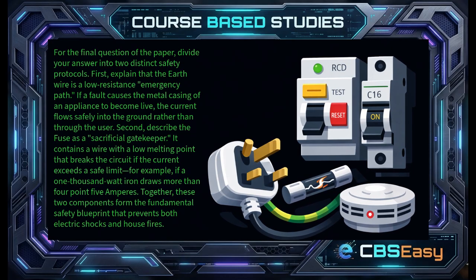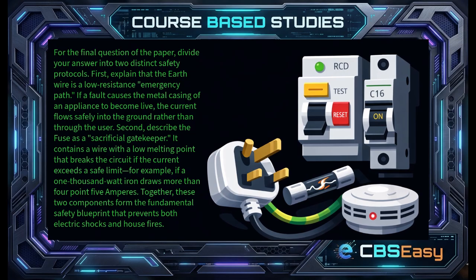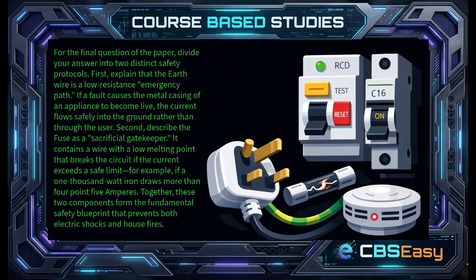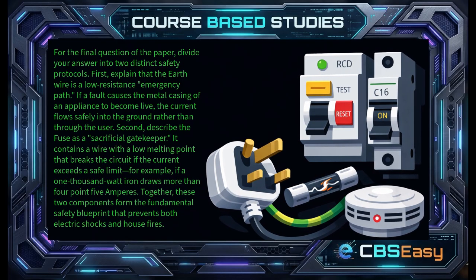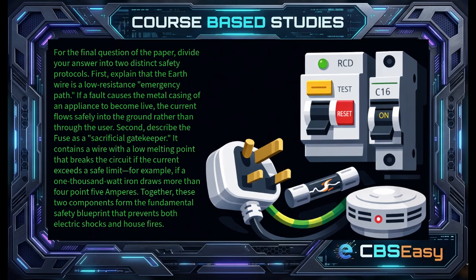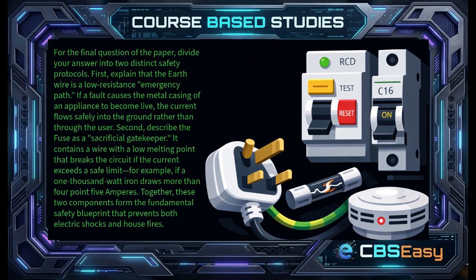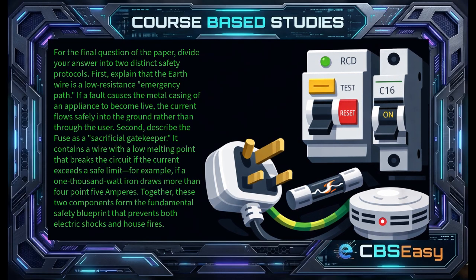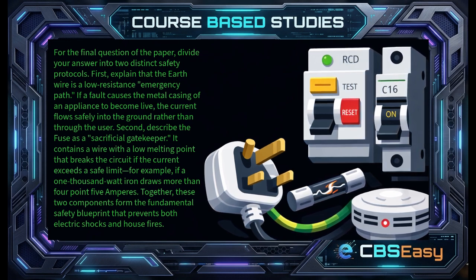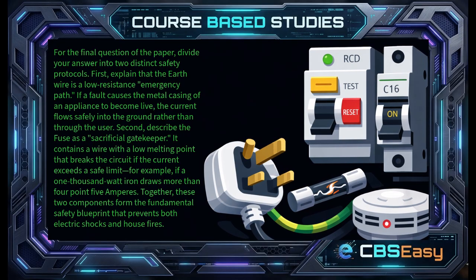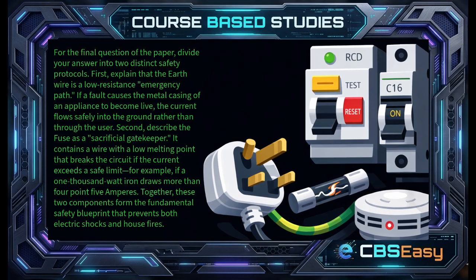First, explain that the earth wire is a low-resistance emergency path. If a fault causes the metal casing of an appliance to become live, the current flows safely into the ground rather than through the user. Second, describe the fuse as a sacrificial gatekeeper. It contains a wire with a low melting point that breaks the circuit if the current exceeds a safe limit. For example, if a 1000-watt iron draws more than 4.5 amperes. Together, these 2 components form the fundamental safety blueprint that prevents both electric shocks and house fires.